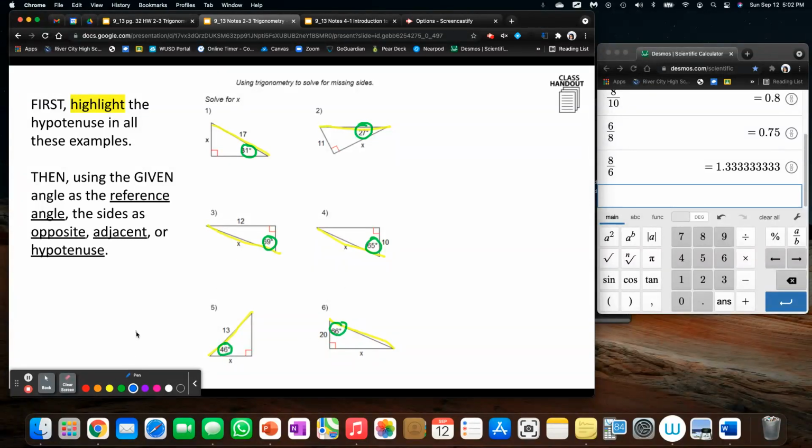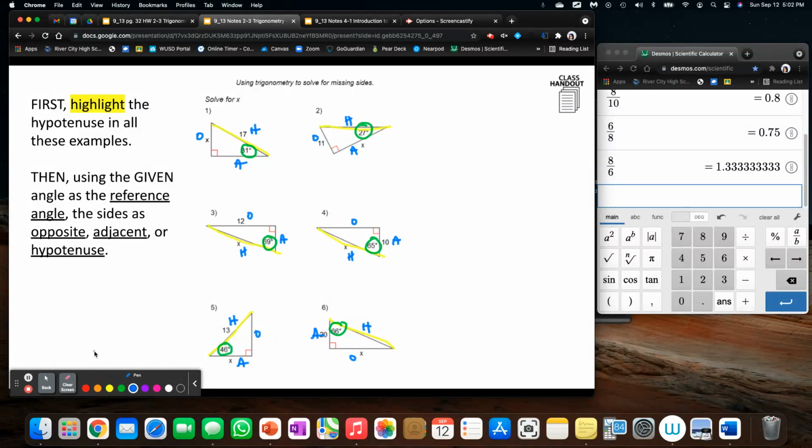Okay, so looking at this top one, we know that this is our hypotenuse, this is the opposite, this is the adjacent. Reference angle, this is our hypotenuse, opposite, adjacent. Hypotenuse, this is the opposite, adjacent. Hypotenuse, this is the opposite, this is the adjacent. And then we have the hypotenuse, opposite, and the adjacent.